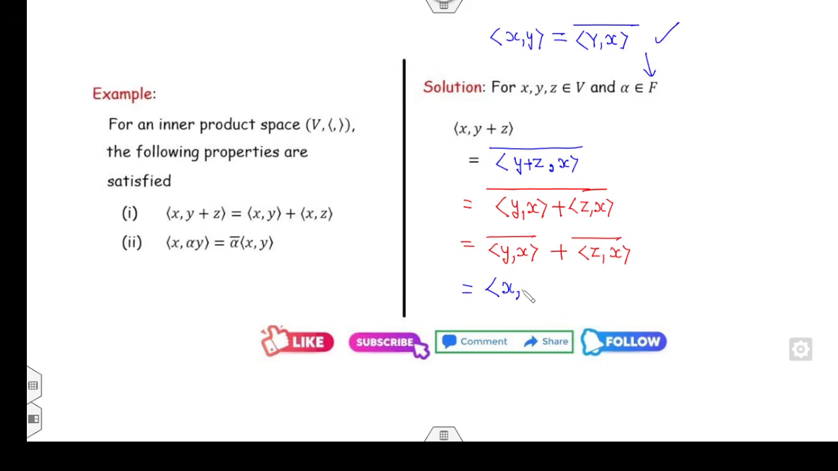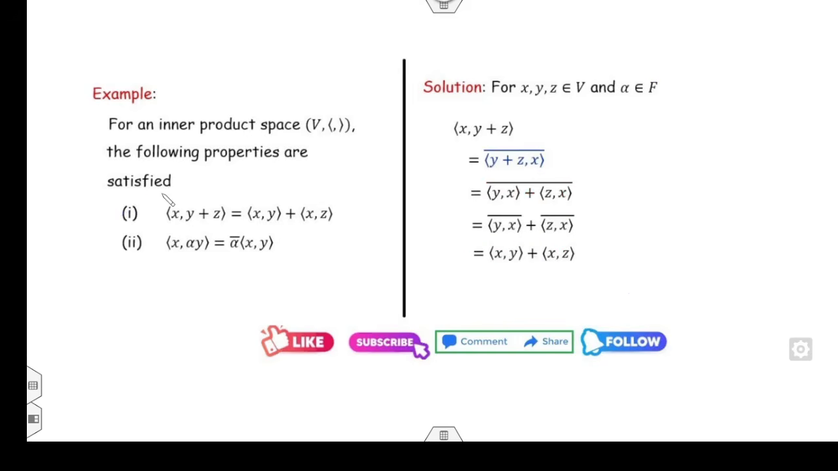That will be x comma y and it will be x comma z, and that's the proof of the first part. Similarly, I can use the second the same way. I can start from the second property. I can write it as a complex conjugate.